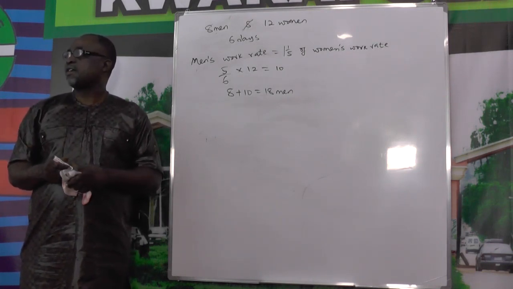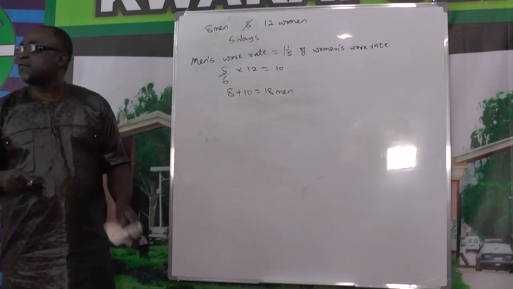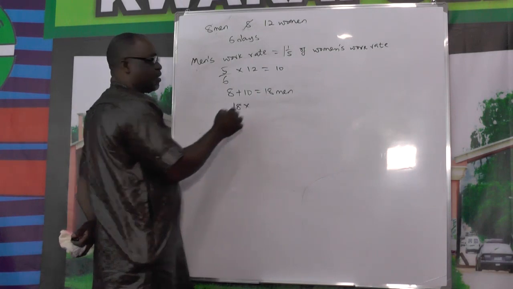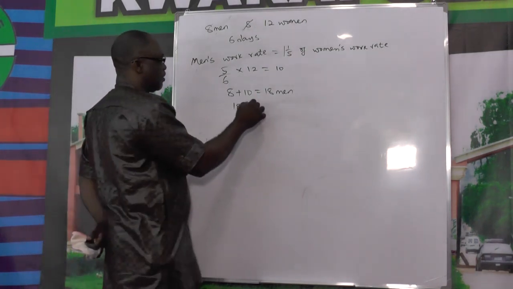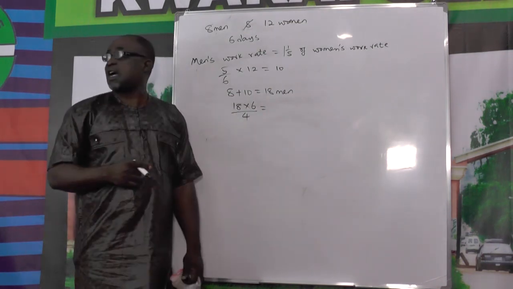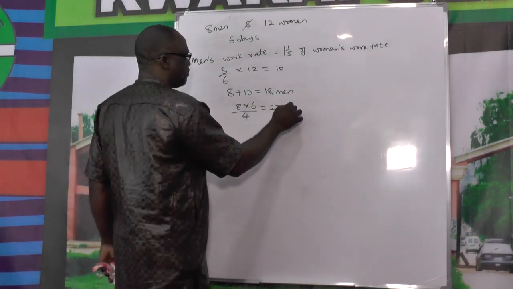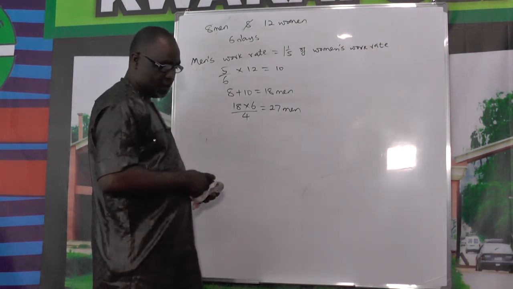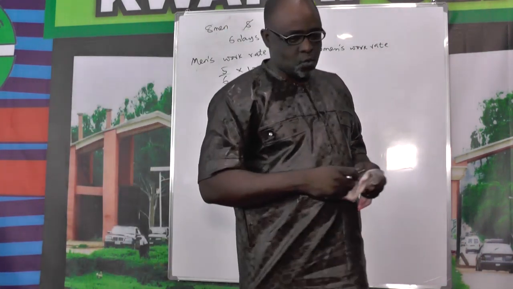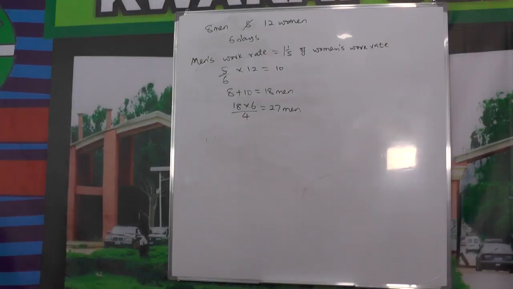Now, in one day, I will have 18 times 6/4. And I have 27 of them. So, 27 men will be able to complete that same task, assuming they are working at the same rate as has been stated earlier. So 27 of them will complete that job in 4 days.